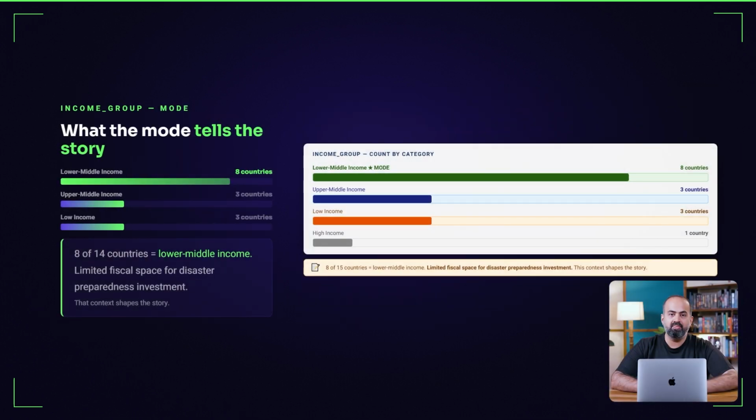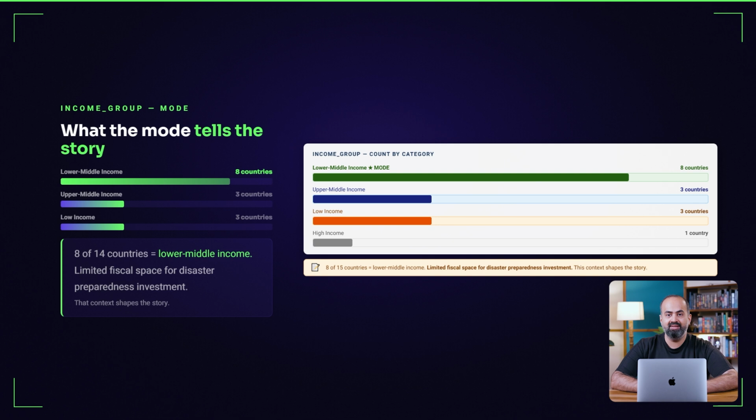Look at the income group column. Lower middle income appears 8 times out of 15 countries. Upper middle income and low income appear 3 times. The mode is lower middle income.